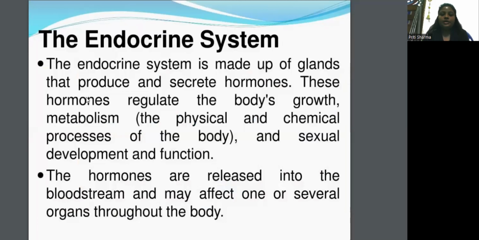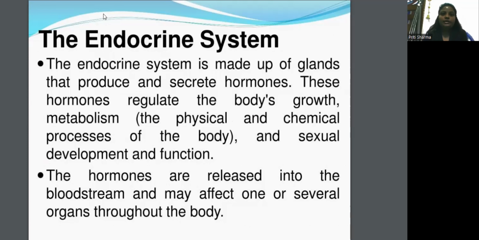Now coming to my next slide, the endocrine system. The endocrine system is made up of glands that produce and secrete hormones. Here the word gland means something that produces and secretes hormones. The glands can be either a cell or organs. These hormones regulate body growth. Endocrine glands are responsible for body growth, metabolism, the physical and chemical processes of the body, and sexual development and function. The hormones are released into the bloodstream and may affect one or several organs throughout the body.